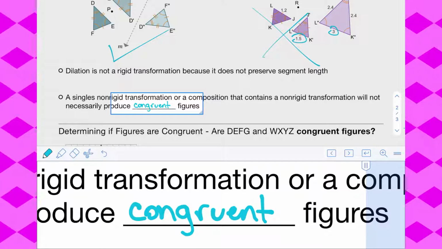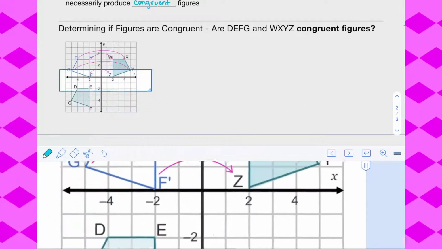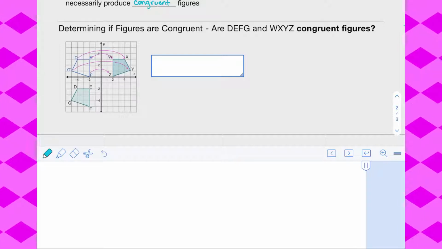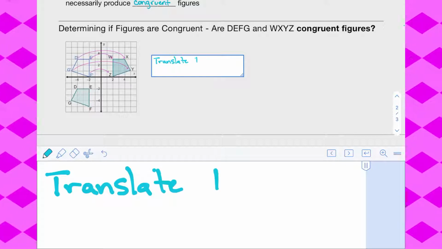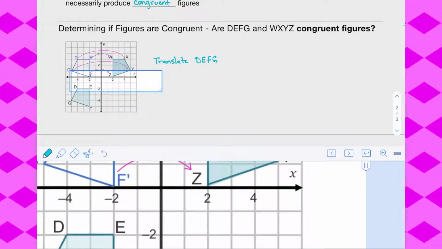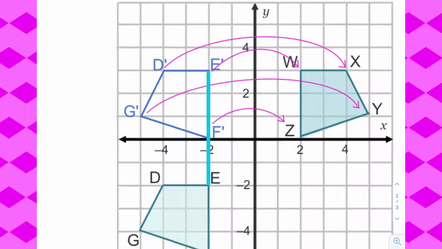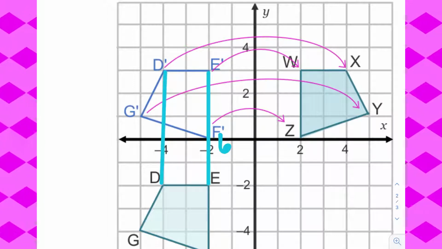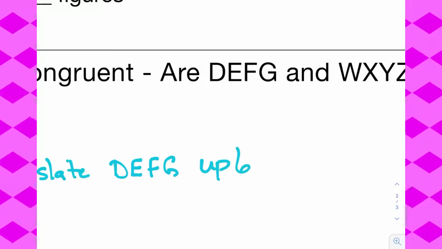All right, so let's put this in action. Can we determine if these figures are congruent? As we scroll down, we'll check to see if DEFG and WXYZ are congruent. So it looks like if I take DEFG and slide it up, that gets me to D prime, E prime, F prime, G prime. So I've got to translate it up. Let's count how far from E to E prime: up 6 units, and that should be the same everywhere, just to be sure. Let's count D to D prime. Yeah, it's also 6. So it looks like it's a translation up 6.